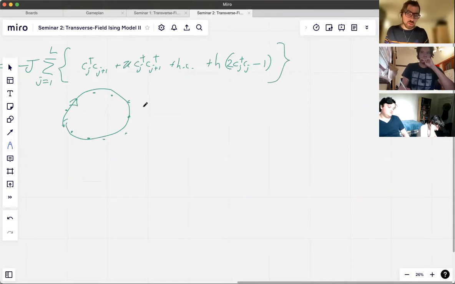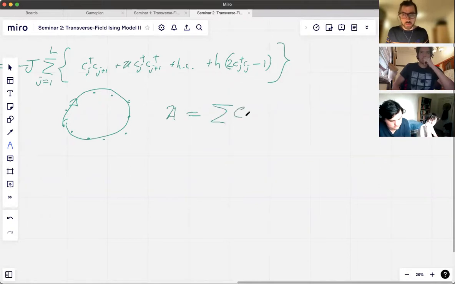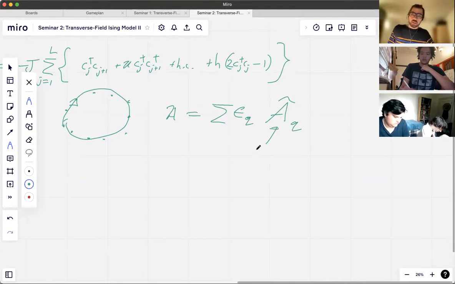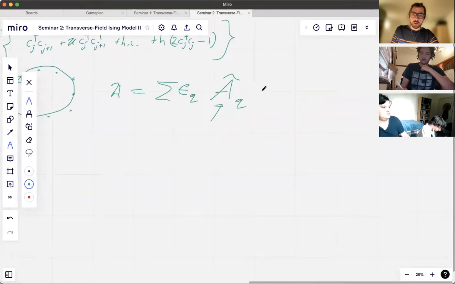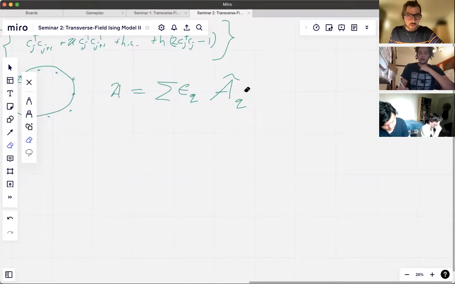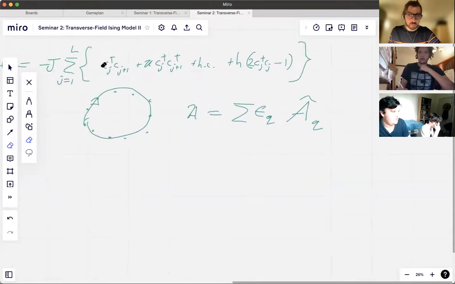Just a reminder of where we want to get to. We want to be able to write the Hamiltonian as a sum of modes for some sort of operators. Even more abstractly, we want to eventually be able to write the Hamiltonian like this, where these A hat Qs are some kind of positive definite operator, so that we can say the vacuum is where all of these operators are zero, and any of these correspond to different excitations above the vacuum. We're definitely not there yet because we've still got mixtures of different operators. So the game plan here is to try and disentangle everything.